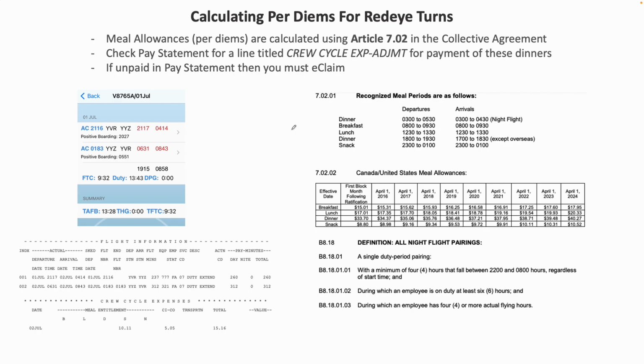These you are not going to see on your flight summary. You will have to look at your pay statement, and there will be a line entry that's titled Crew Cycle EXP-ABJMT. That stands for Crew Cycle Expense Adjustment. And that's where you'll see a total amount for special night dinners. If you don't see a crew cycle expense adjustment and you have a pairing that involves a special night dinner, then you will need to make an eClaim.